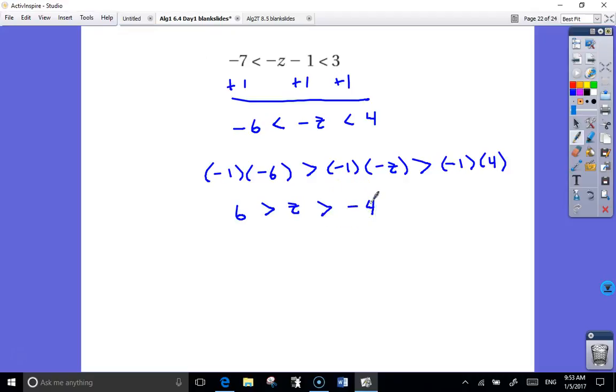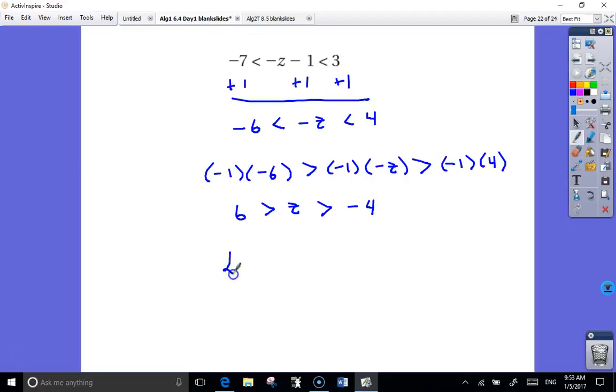If you don't flip the signs, you end up with something like 6 is less than z is less than negative 4, which is like saying 6 is less than negative 4, which is obviously not true. So you got to be careful. Yes, it does flip both of those symbols. Still the same rules apply.